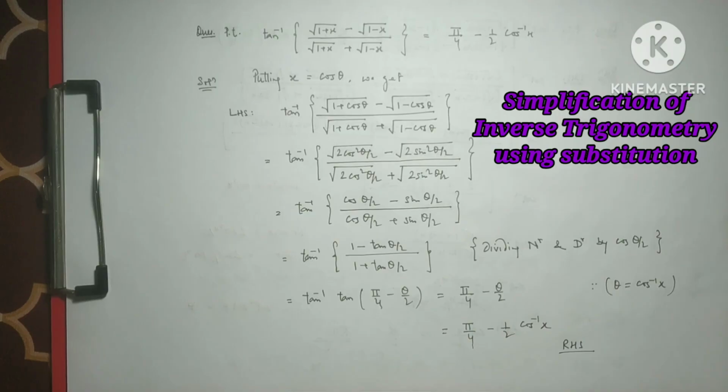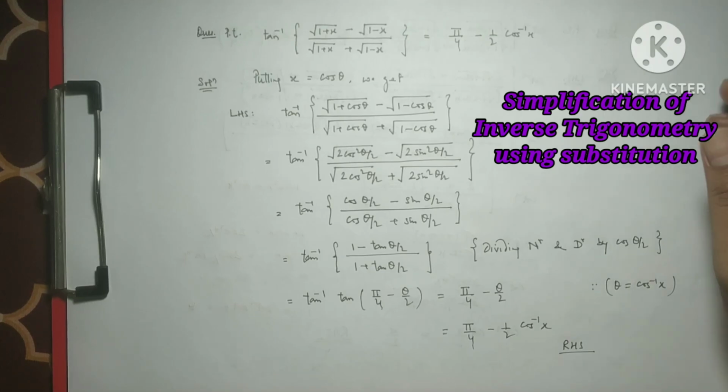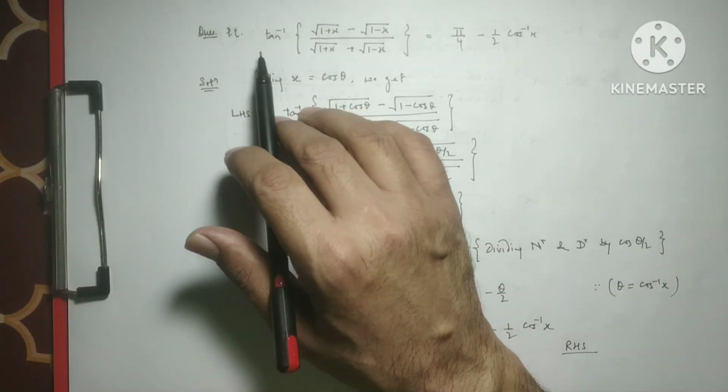Hello guys. So we are taking the important questions or good questions of inverse trigonometry. Right now we are taking a method, the substitution method. In this method we substitute the values of x square like this, and we will simplify the inverse in a very compact way. We are taking the questions in which this is the question.